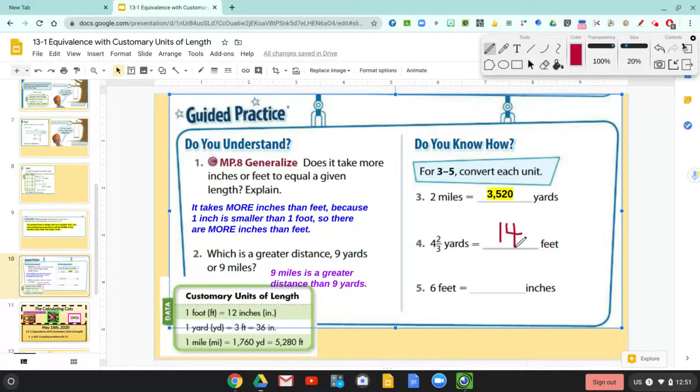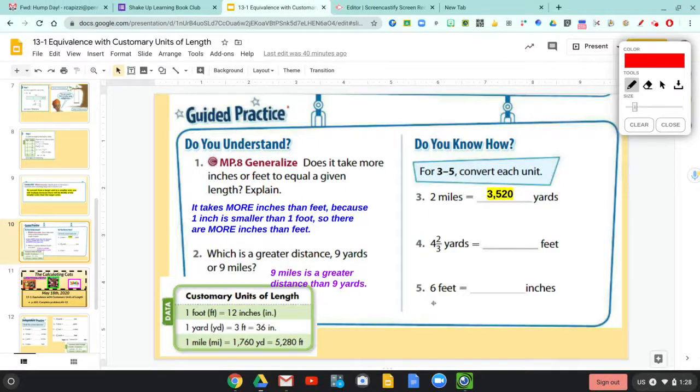And then the last one is easy peasy. So we're finishing up here with number 5, and I'm going from 6 feet to blank inches. So if I'm going from feet to inches, I'm moving that way. So my magic number is 12. So all I have to do is take 6 times 12. And if we know our 6s and our 12s, which I'm sure that we do, 6 times 12 is, anybody? You got it. 6 times 12 is 72. So 6 feet equals 72 inches.